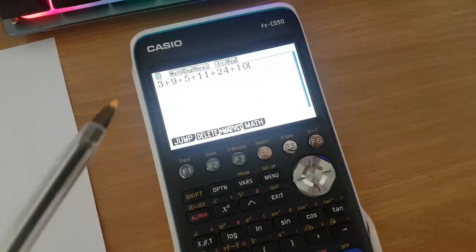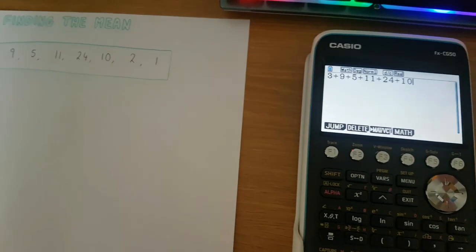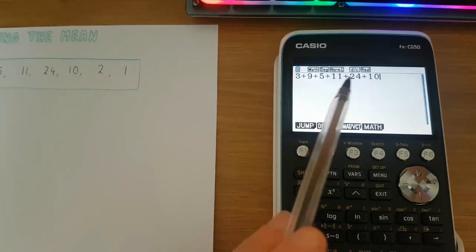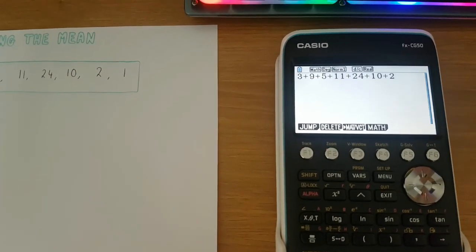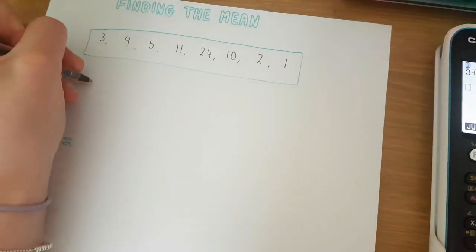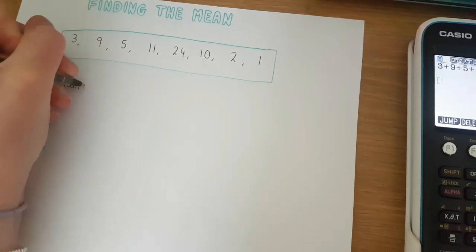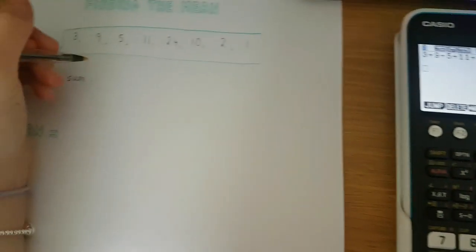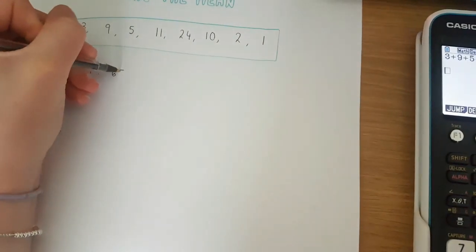So I've already started putting these into my calculator. You can see I've gotten up to the 10 here. I've got all of the numbers added together. I still have to add 2 and then 1. So if I add all these up, which is called the sum, that is our word for all of the added up numbers, I have an answer of 65.